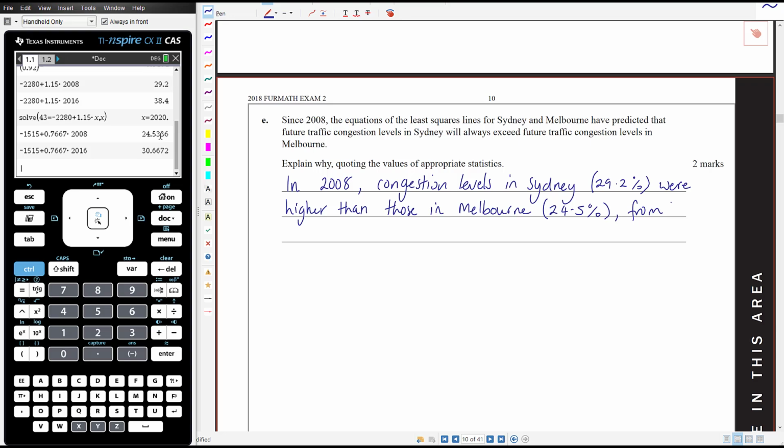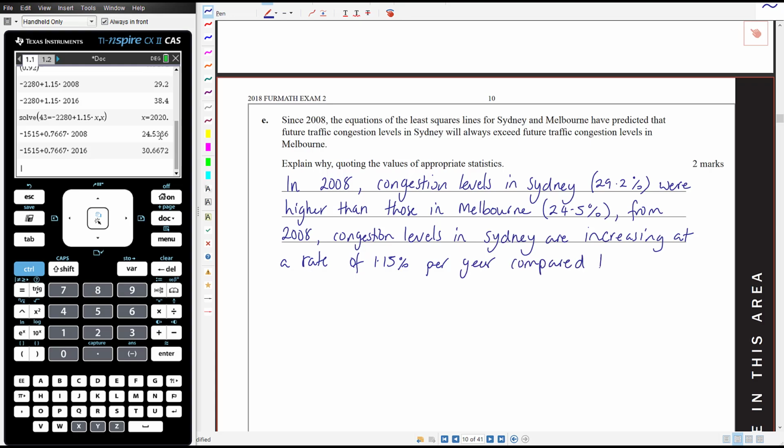From 2008, congestion levels in Sydney are increasing at a rate of 1.15% per year, compared to Melbourne, which is increasing at a rate of 0.77% per year.